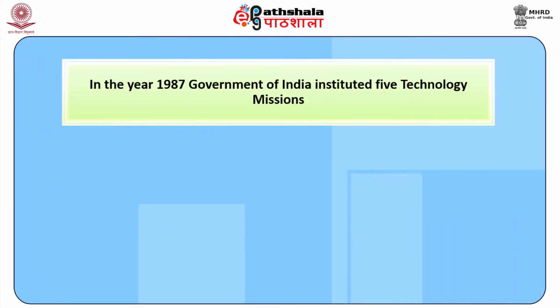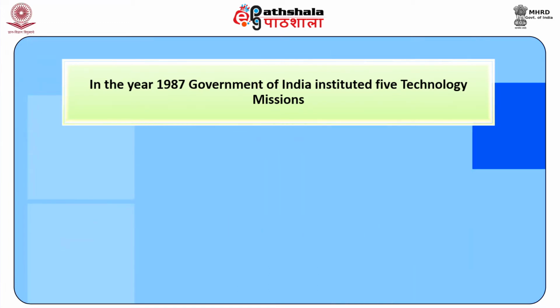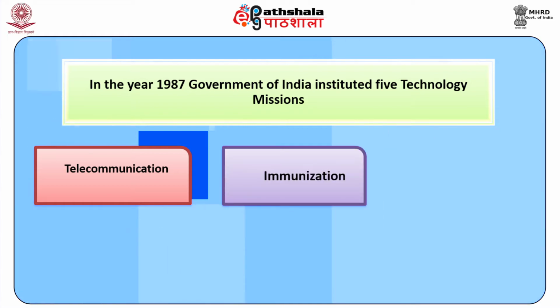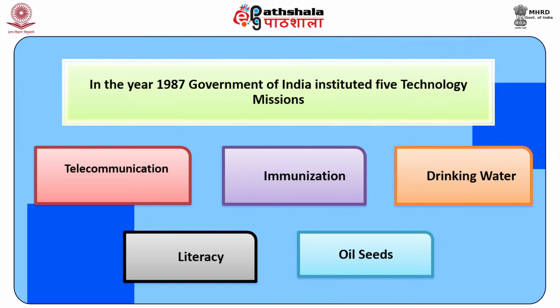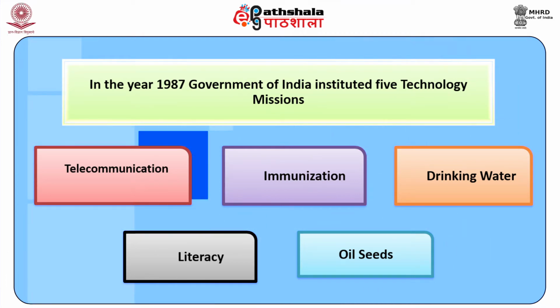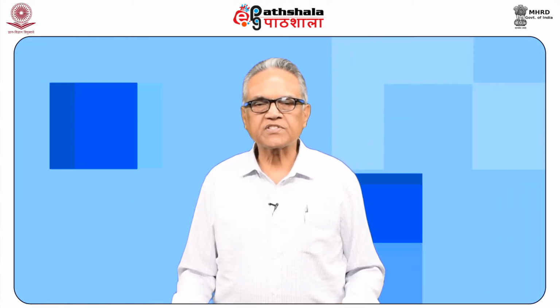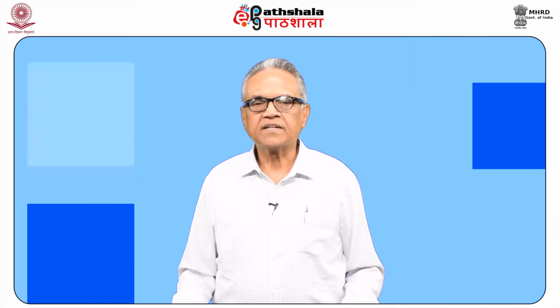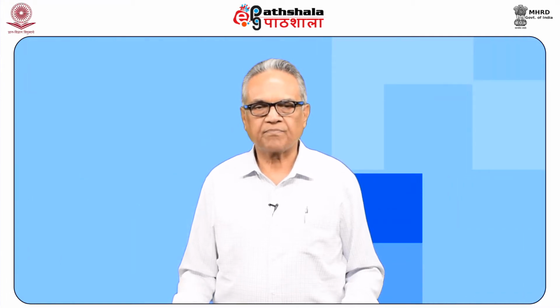In the year 1987, the Government of India instituted 5 technology missions: telecommunication, immunization, drinking water, literacy, and oil seeds, as an offshoot of the 7th 5-year plan, that is 1988 to 1993, to take advantage of ongoing scientific development worldwide for effectively addressing the problems of some of the critical areas which may have massive impact on the welfare of common citizens.